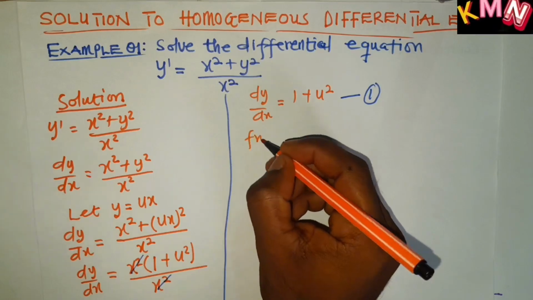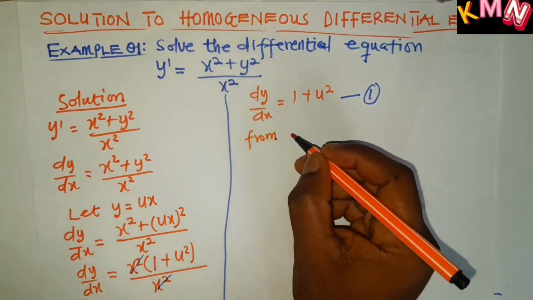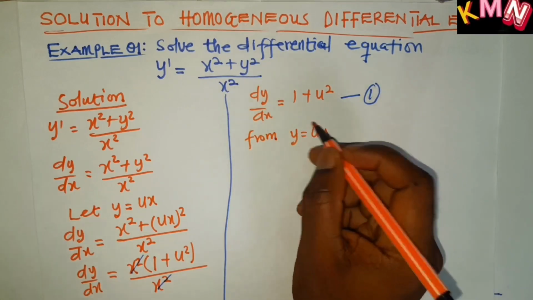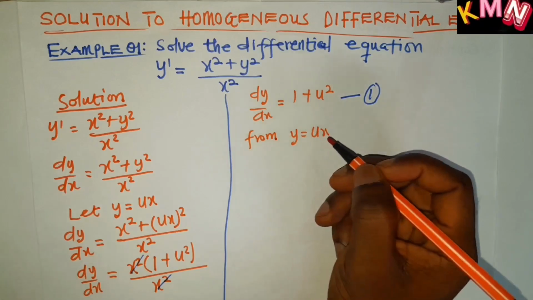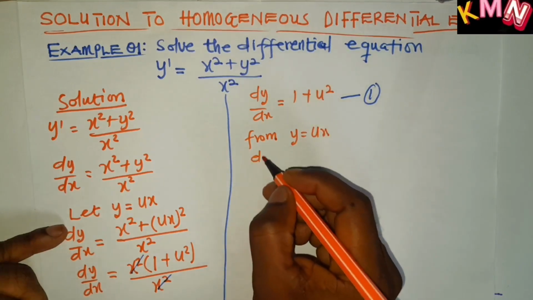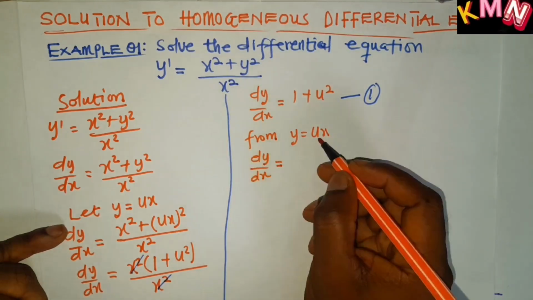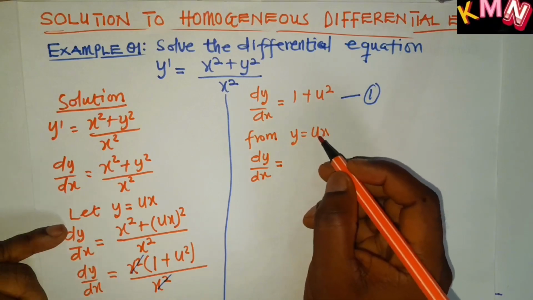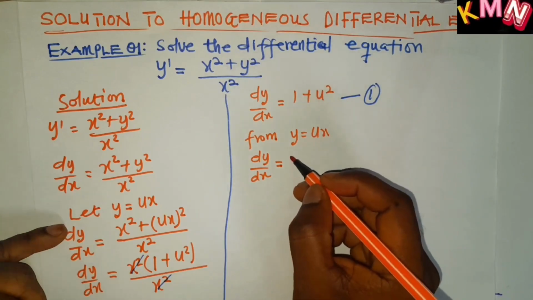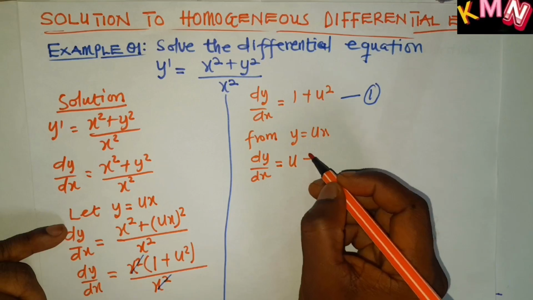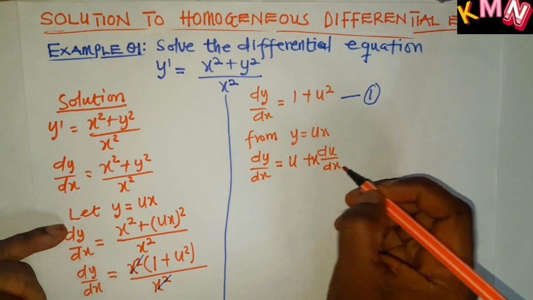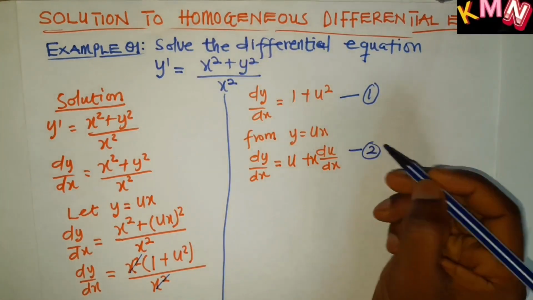The next thing is to convert this, that's from y equals ux. We are trying to find the derivative of this. So first we need to differentiate y with respect to x, and that will give us dy dx. Now here we use implicit differentiation. We differentiate the x with respect to x, and that will give us u, plus differentiate the u with respect to x, and that will give x du dx. Let's label that too as our second equation.